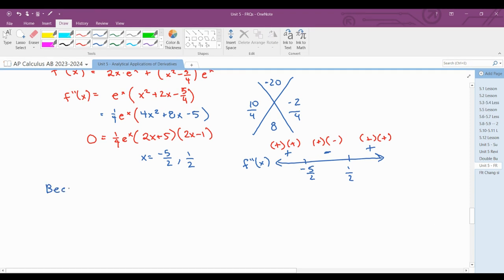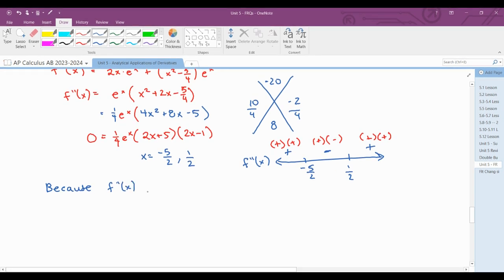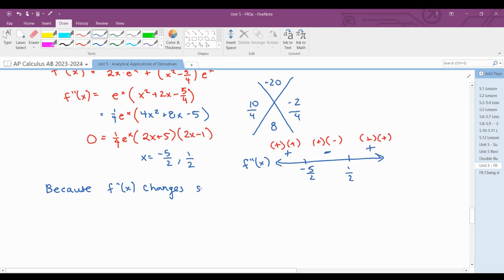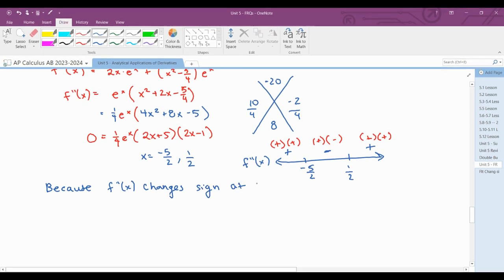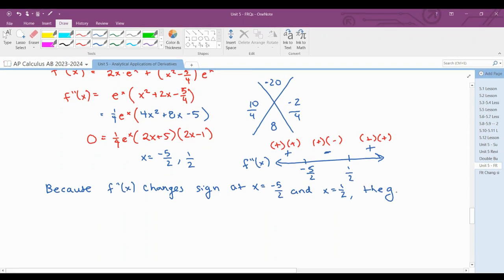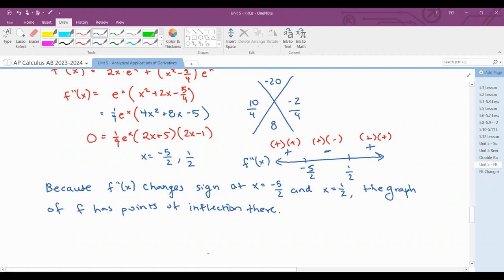So here you can write because f double prime of x changes sign at x equals negative 5 over 2 and x equals 1 half, the graph of f, so our original function, has a point of inflection there. All right, so that's part B.